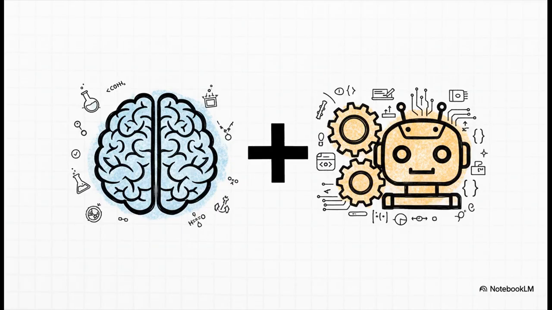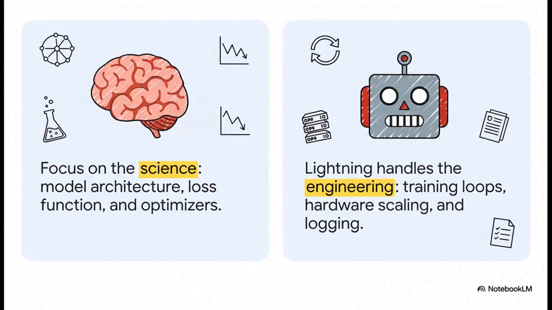And one of the biggest tools for that is PyTorch Lightning. Its whole mission is simple, but it is so powerful. It's all about decoupling the science from the engineering. What that means is you, the scientist, get to focus on the fun stuff, the stuff on the left. You know, your unique model architecture, your clever loss function.